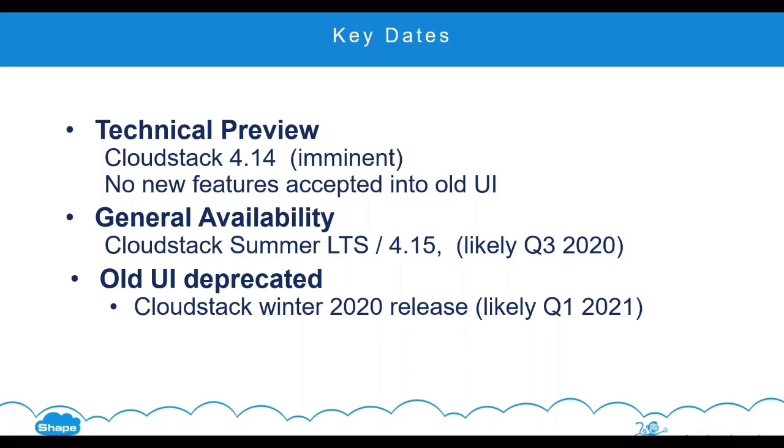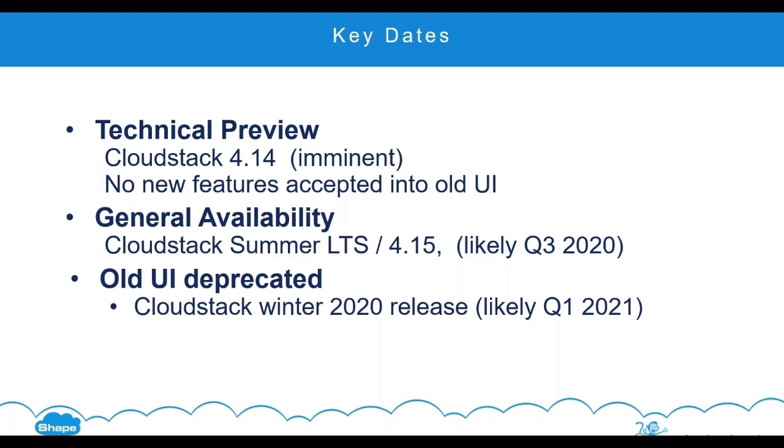At that point, the community will accept no new features in the old UI. So effectively, we're at a code freeze on the old UI, with the exception, obviously, of bugs, etc. We're aiming for general availability with what will be version 4.15. We call it Summer LTS, which, just to confuse people, will likely be in Q3 of this year.